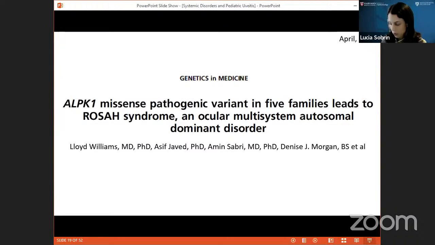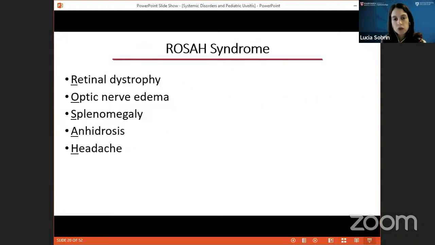It was described in 2019, but since it's been described, we have seen an increasing number of patients in our clinic who fit into this syndrome. So it's retinal dystrophy and optic nerve edema. You notice uveitis is not here, but they often have mild chronic uveitis. And these patients have been referred to me by our neuro-ophthalmology colleagues because they present with optic nerve edema, they see some vitritis, and then they come to us.